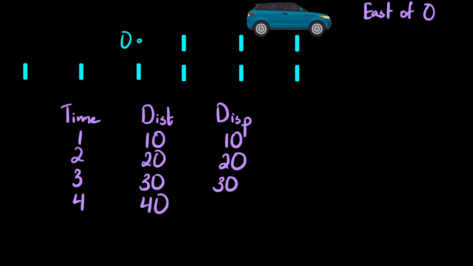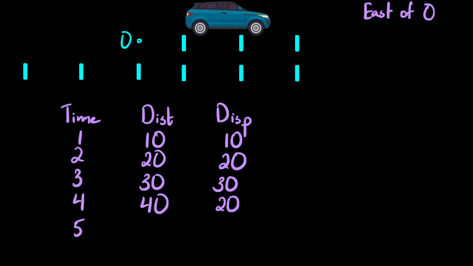But the displacement, since it was measured to the east of O, is now only 20 meters to the right because it came closer towards where it started from. So the displacement is now going to decrease. It's now 20. Next, if it moves further back again like this, now again it has traveled an additional 10 meters, making the total distance increase by another 10. But now it's only 10 meters to the right of O, so this displacement is going to be 10, right? It's only 10 meters to the right.